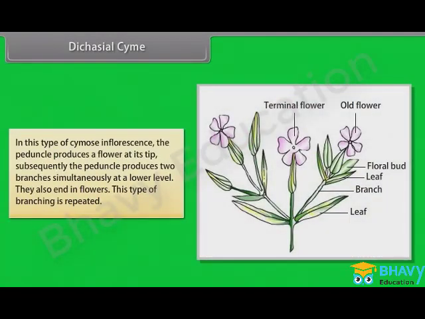Dichasial cyme. In this type of Cymose inflorescence, the peduncle produces a flower at its tip. Subsequently, the peduncle produces two branches simultaneously at a lower level. They also end in flowers. This type of branching is repeated.